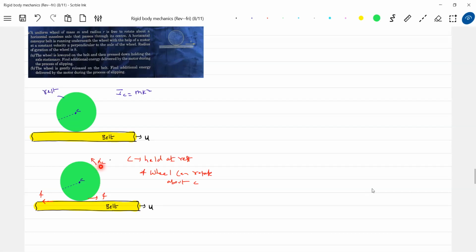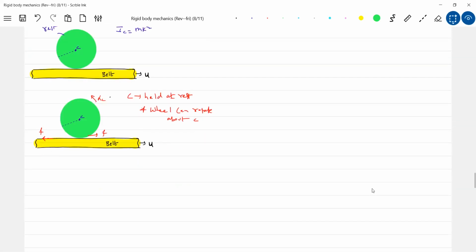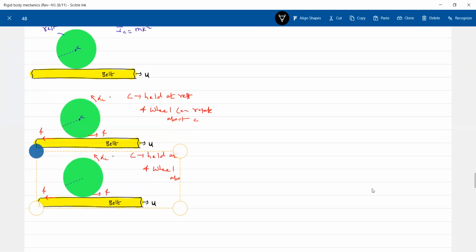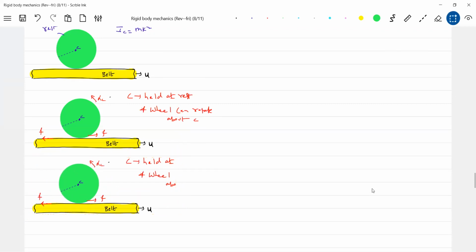Due to angular acceleration, what will happen to the wheel? It will acquire velocity. And finally, what will happen? At one point, when the velocity of this point is equal to this, no more friction will act. In exam directly, you can write the answer. As a teacher, I have to explain. I'm telling all this story.